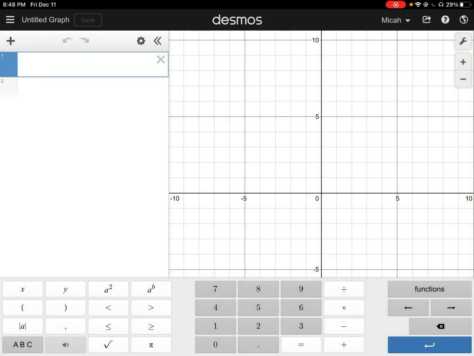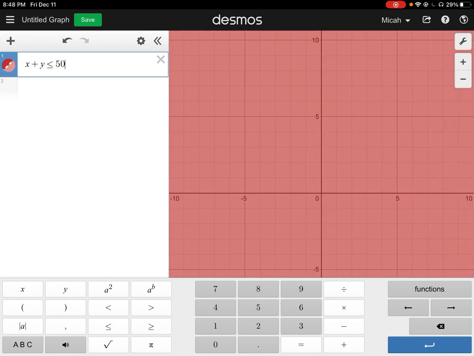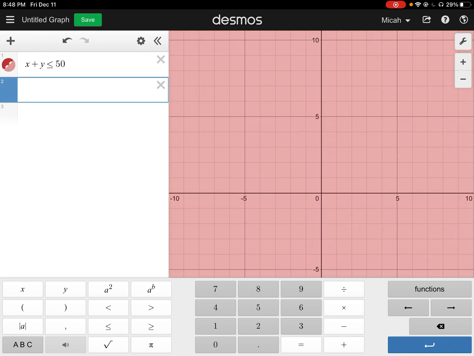Okay, so it was X plus Y is less than or equal to 50. Okay, and then the other one was 25X plus 10Y. Come on, pencil. I'm telling you, I need a new pencil. All right, 25X plus 10Y is less than or equal to 800.